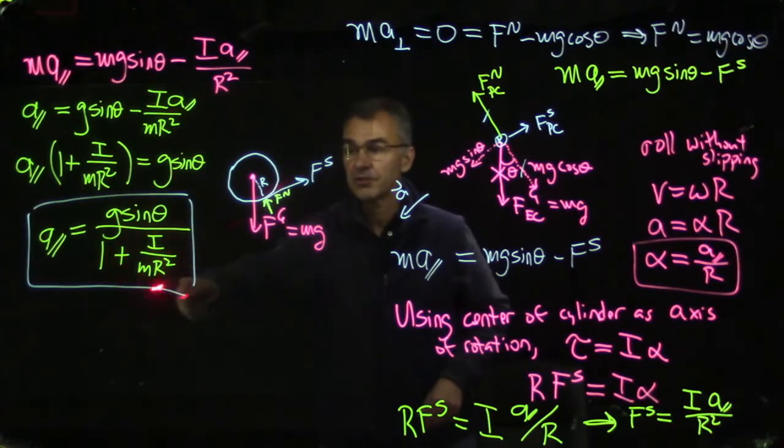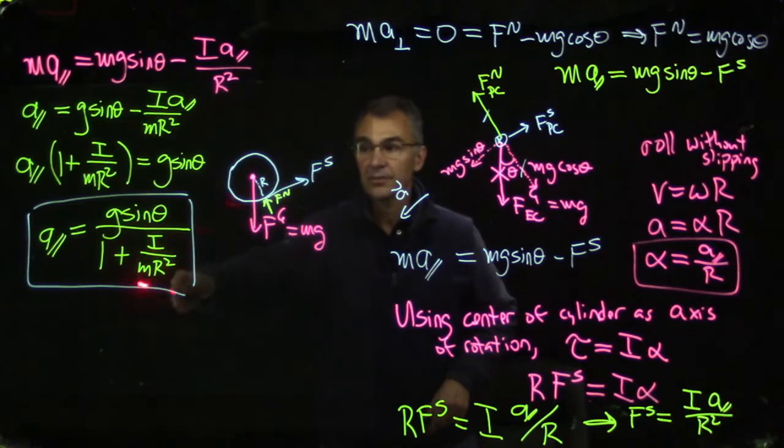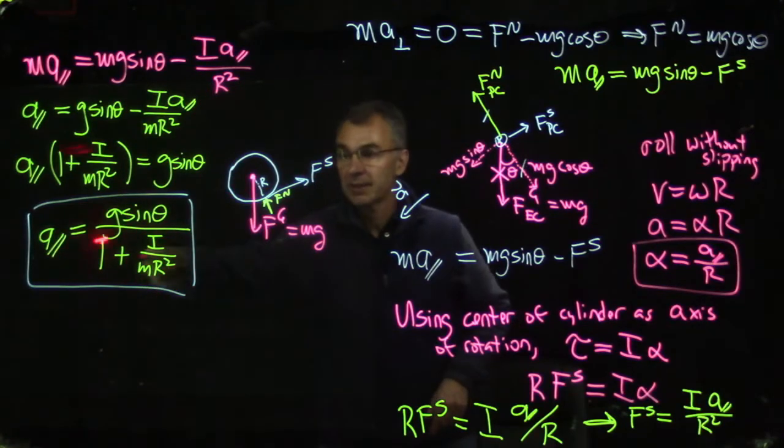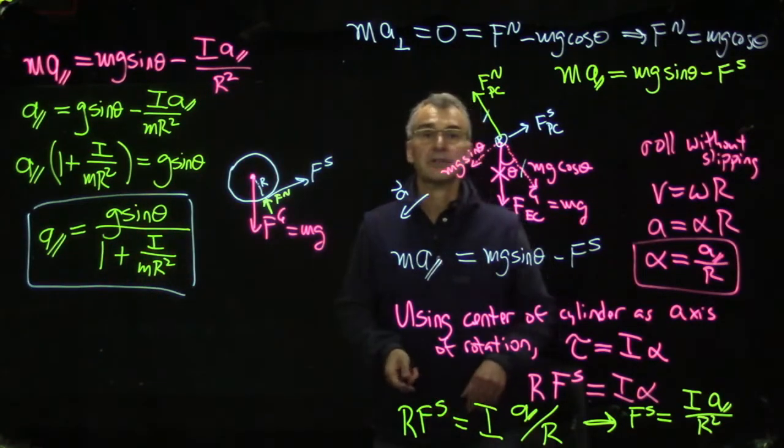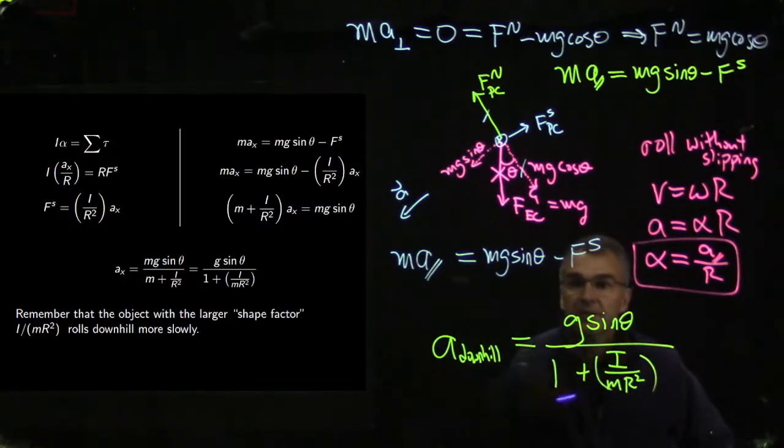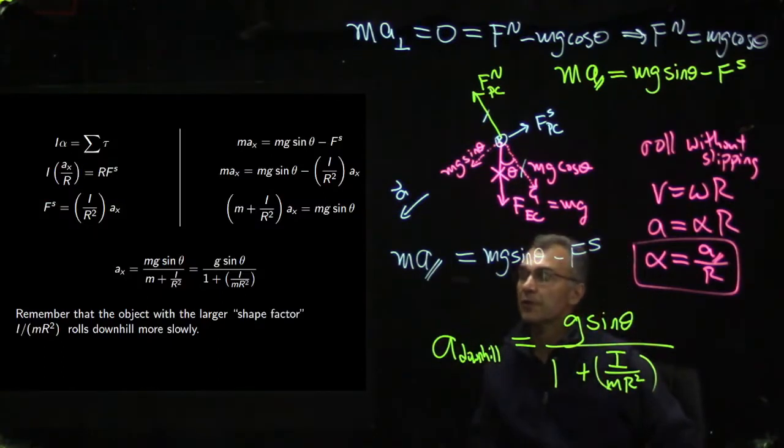So the rotational inertia divided by m r squared is something you might call the shape factor, or sometimes this whole denominator is called the shape factor. So I copied that result down here, and you can compare it with what I worked out earlier on the slide, and you can see the same result from the slide.